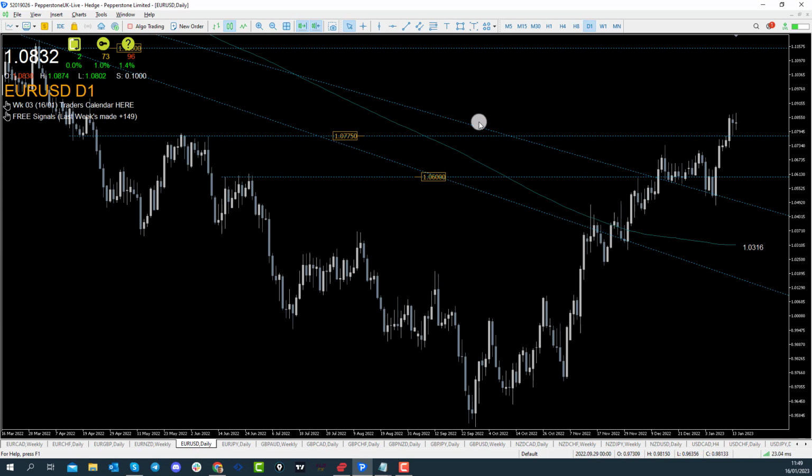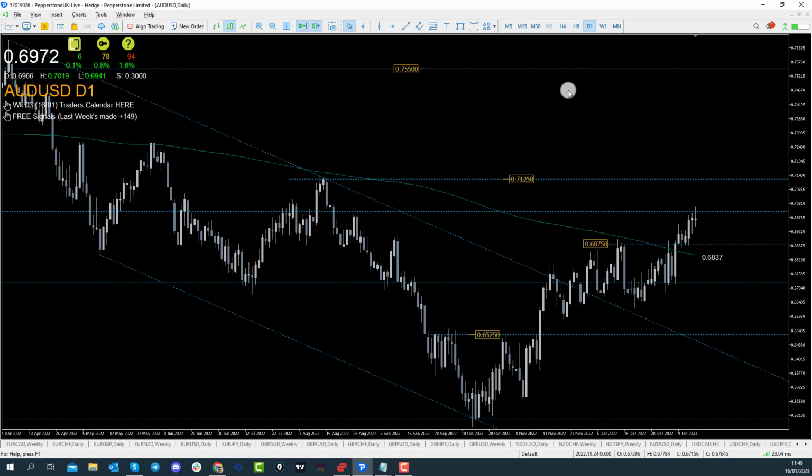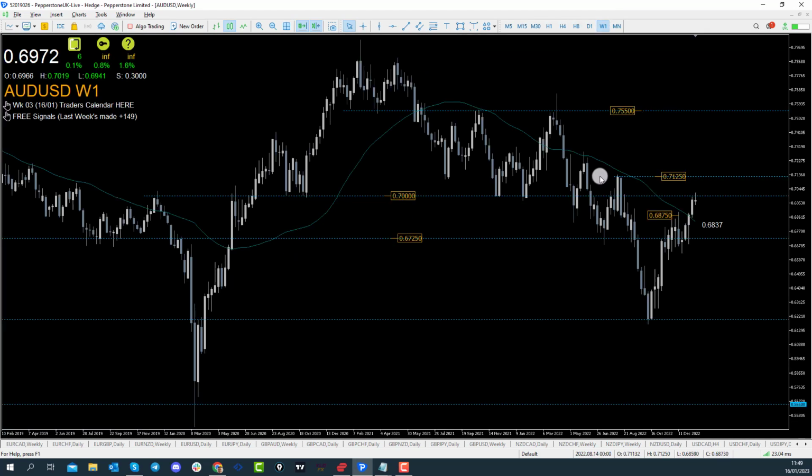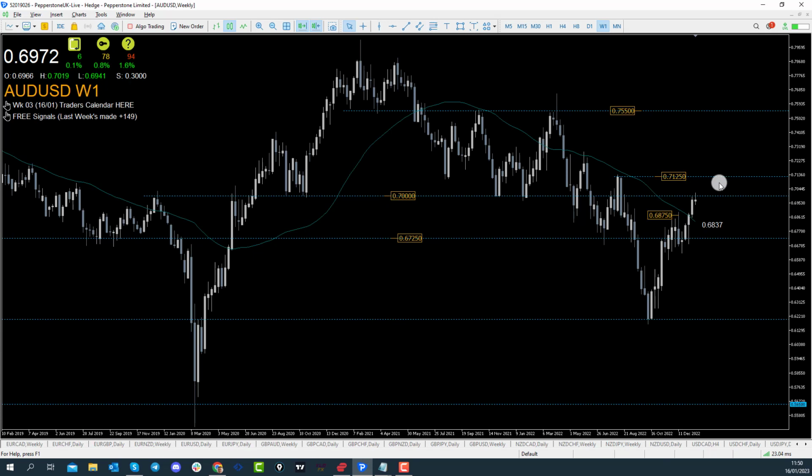I'm just going to shift over to Aussie US dollar as well, because Aussie dollar is an interesting market at the moment. We've recently traded back up to the 0.7 handle, and as we can see here, the Aussie is the second strongest on the trend traders table and the third strongest on the day traders table. So again, what I'd be looking for is Aussie US dollar potential long opportunities.